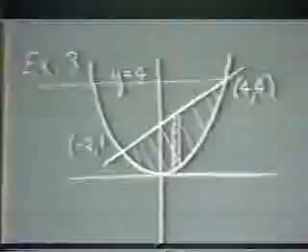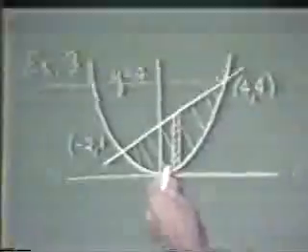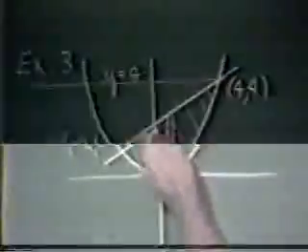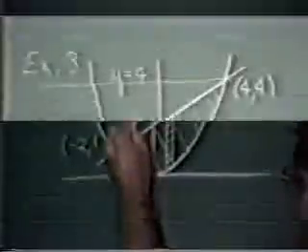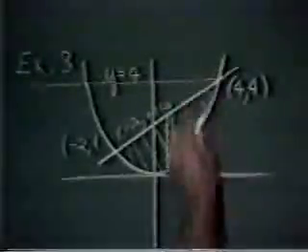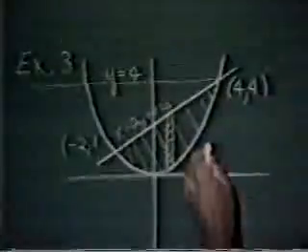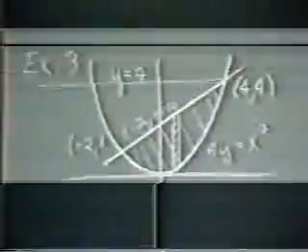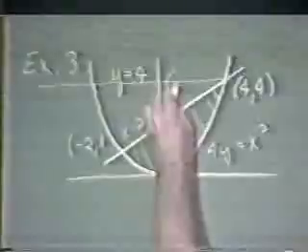Okay, example 3 says, find the volume generated bounded by the curve, this line right here, which is x minus 2y plus 4 equals 0, and the parabola, which is 4y is equal to x squared, if that area is revolved around the line y equals 4.